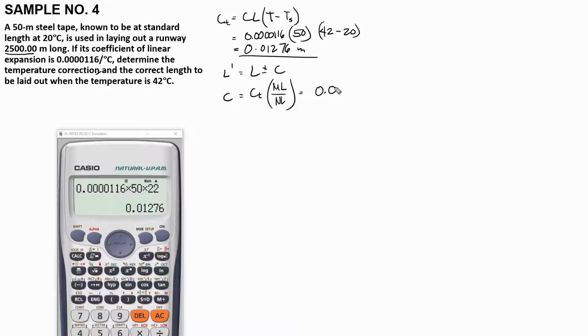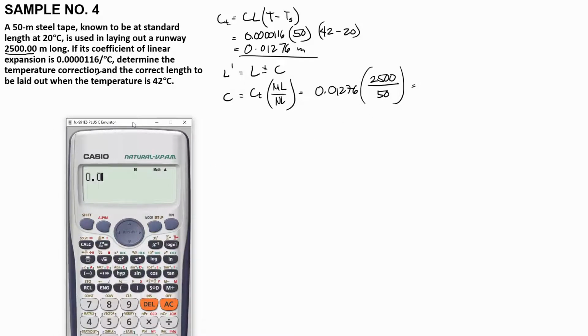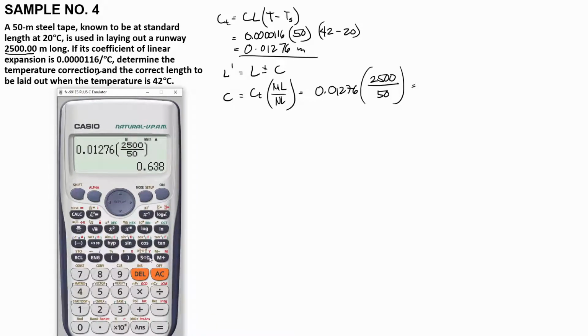So, for 0.01276, 2,500 meters divided by 50 meters. So, whole number yung lalabas doon. Therefore, yung ating equation, so 0.01276 multiplied by the 25 divided by 50. So, 50 times lang din siya gagamitin. So, multiply lang natin ng 50 yung total correction natin for that particular tape and that particular temperature is 0.638 meters.